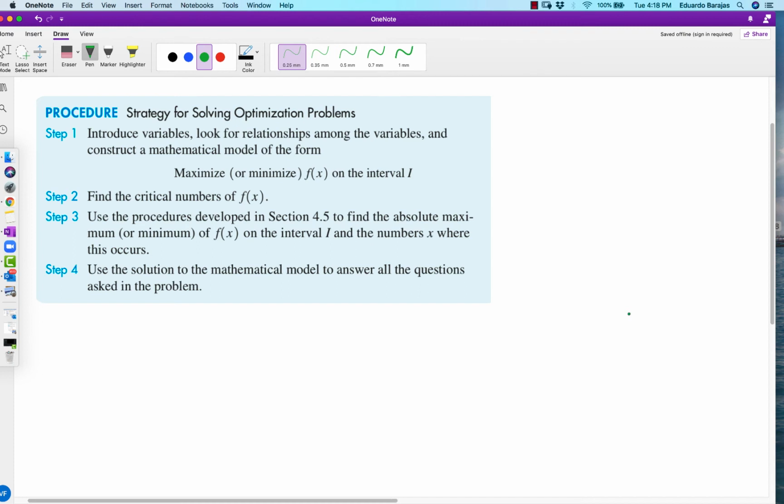And then we want to figure out whether we have a local max or a local min at one of those values, or to find the absolute maximum or absolute minimum of f of x on I, which means it could be at the endpoints, right? So we have to consider the endpoints as well. Okay, once we have all of that, come back to your word problem, make sure it makes sense, and answer whatever questions are asked in the problem. All right, let's try another example.